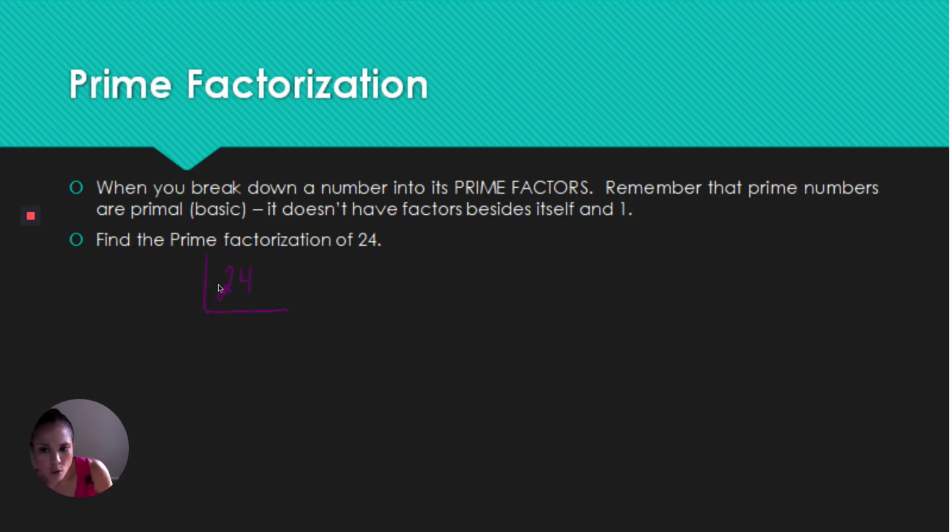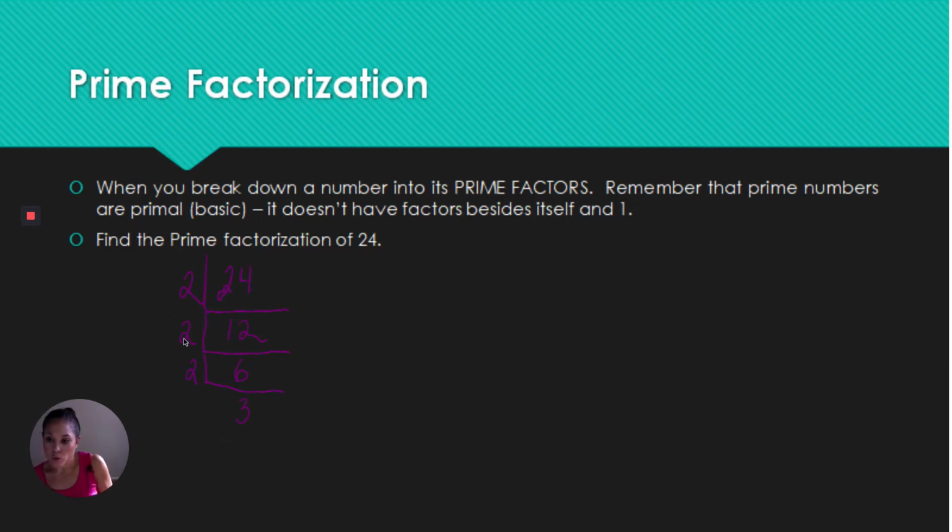And we can start low or we can start high. I'm going to start low for right now. So I'm going to write the number 2. 2 goes into 24 12 times. And I'm going to work with 2 again. 2 goes into 12 6 times. 2 also goes into 6 3 times.